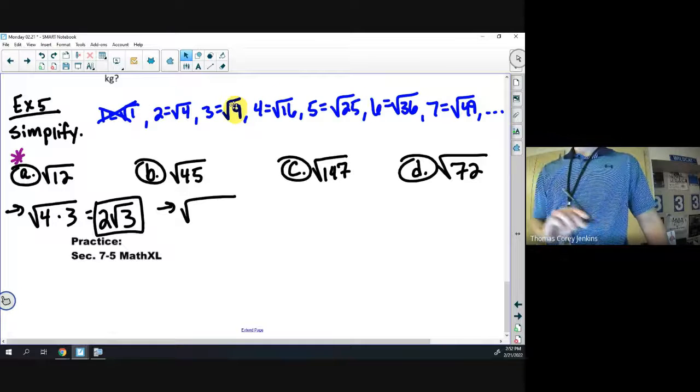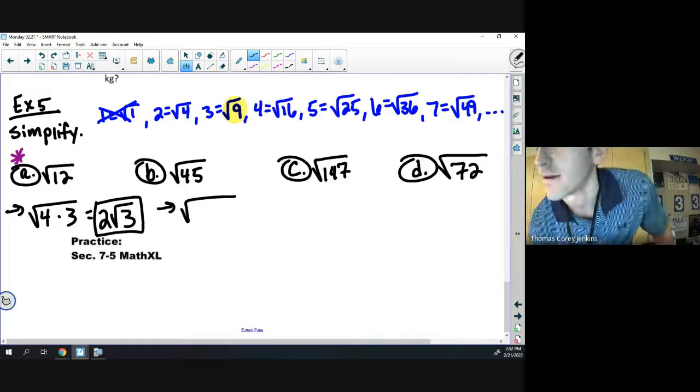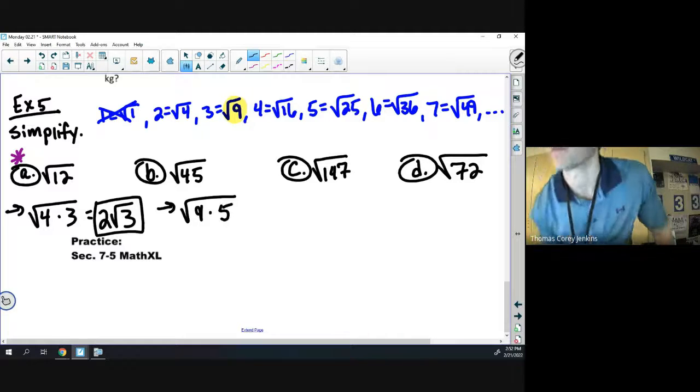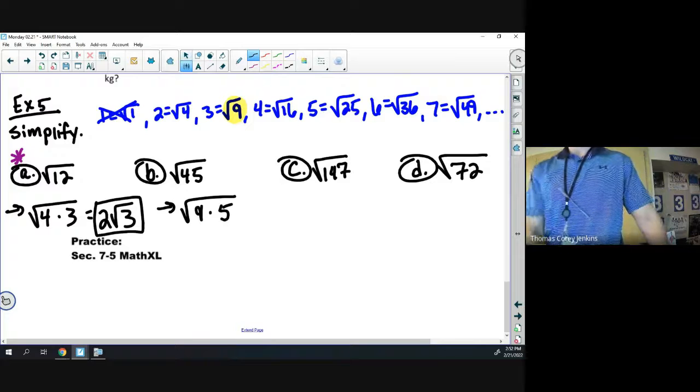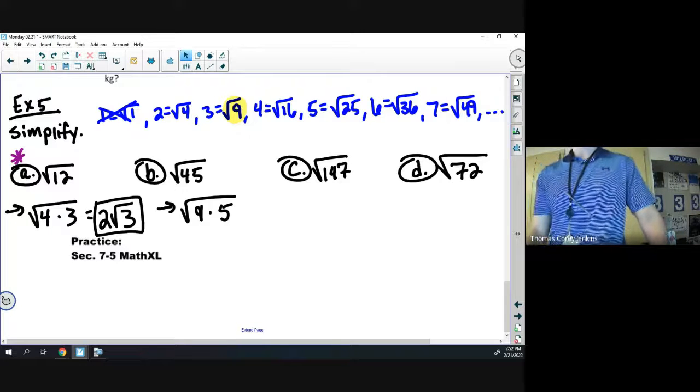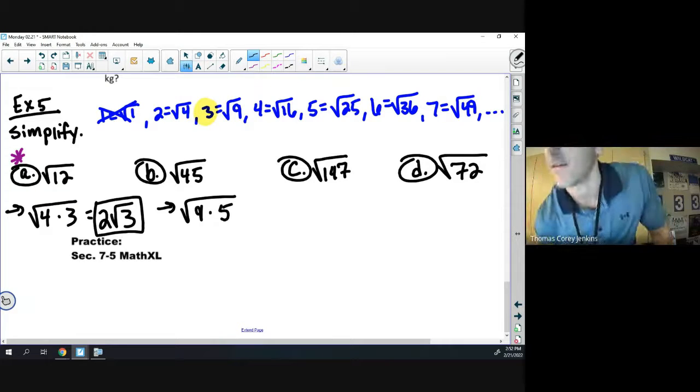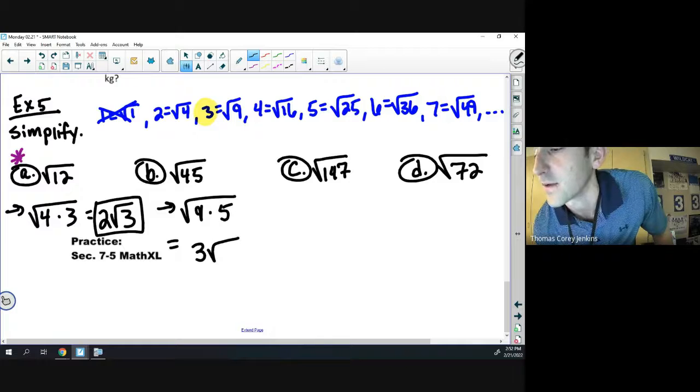In this case, 9 divides into 45. So 9 times 5 is equal to 45. 9 is a perfect square, so that's why I rewrote it as 9 times 5. The square root of 9 is 3, and so my final simplified answer would be that the square root of 45 is equivalent to 3 square roots of 5.